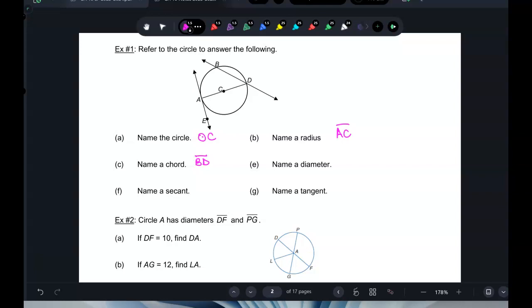Okay, a diameter could be a chord, but a chord isn't always a diameter. Shelby, the diameter is AD. Good, AD.